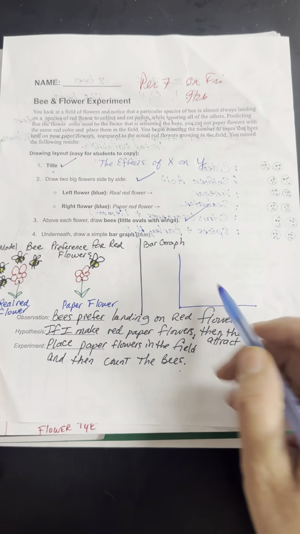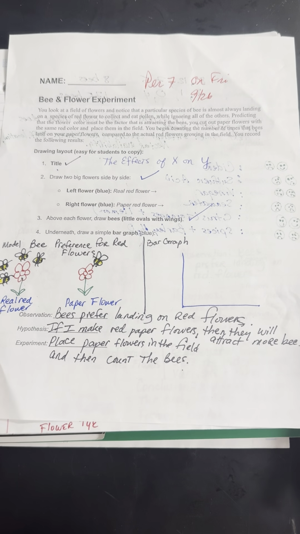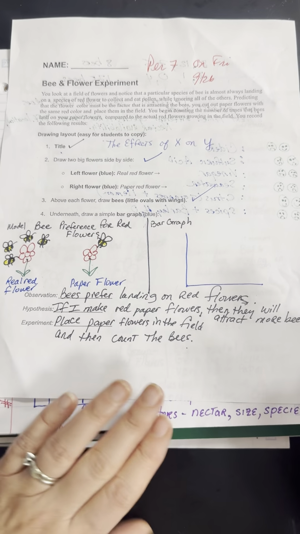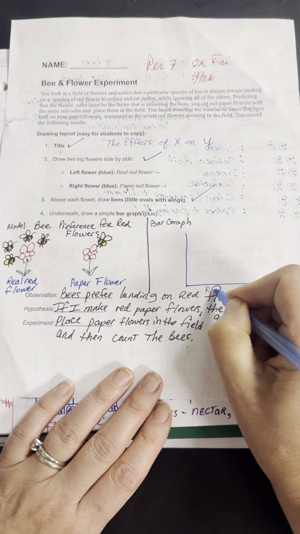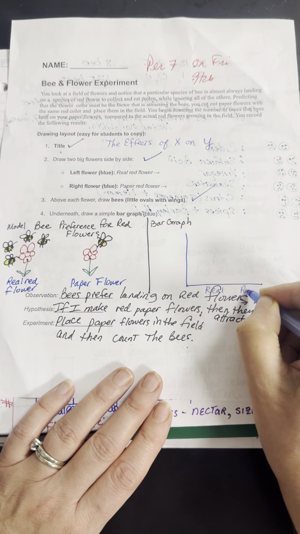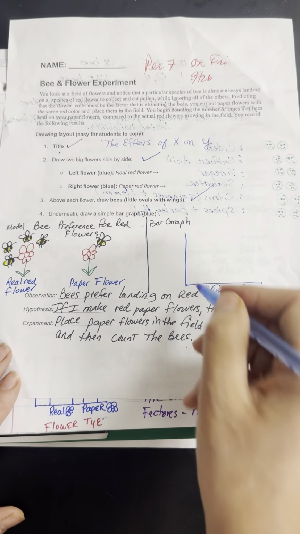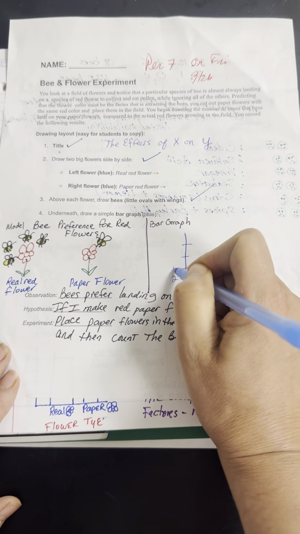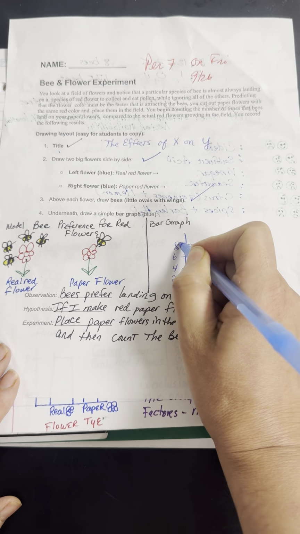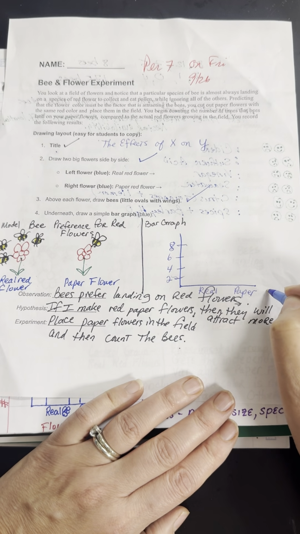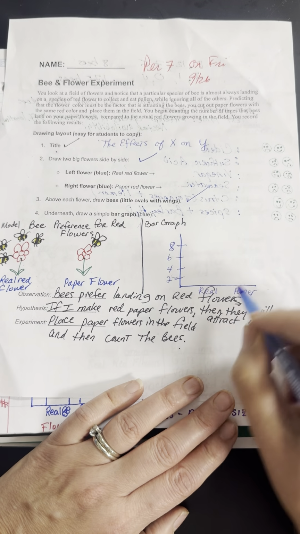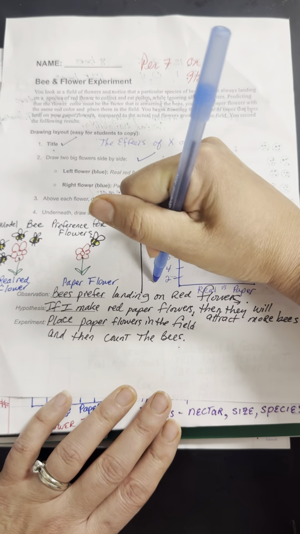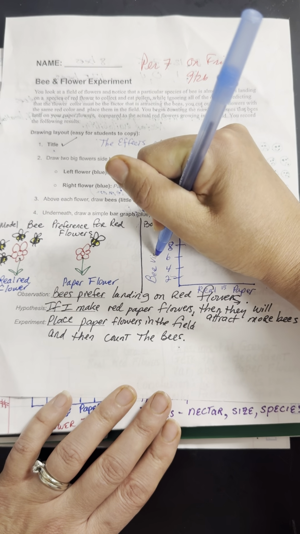Okay, now you're going to draw an L here because you're going to do a little graph. You're going to put real versus paper flowers, and you're going to write 2, 4, 6, 8. So the independent variable is paper flowers. So paper versus real goes on the x-axis, and your dependent variable is bee visitations.